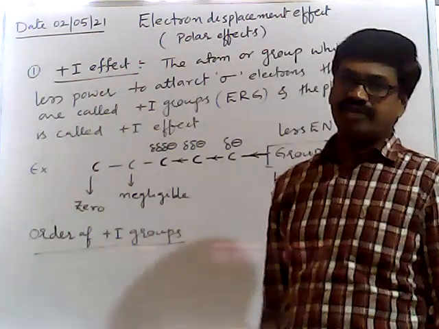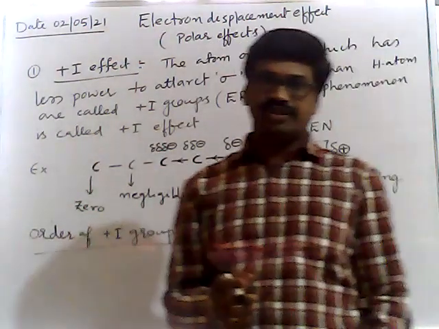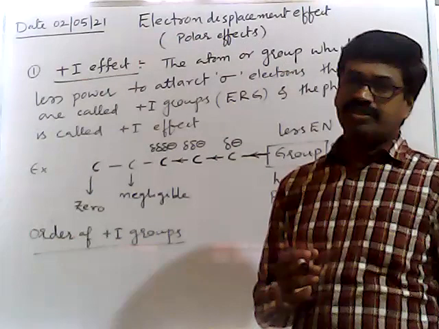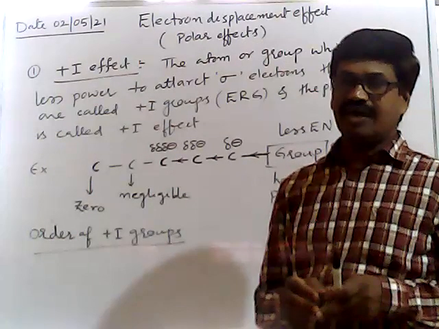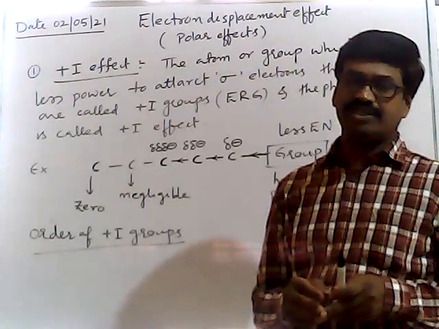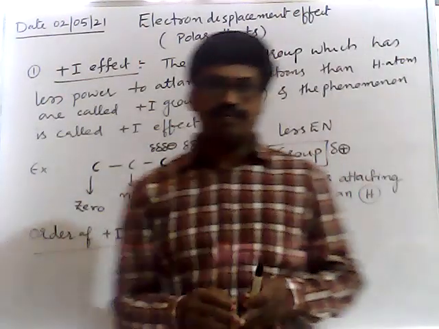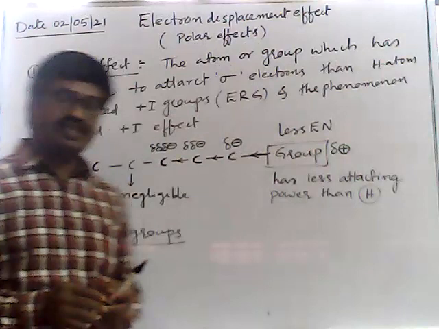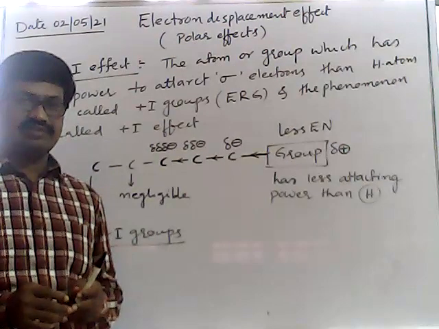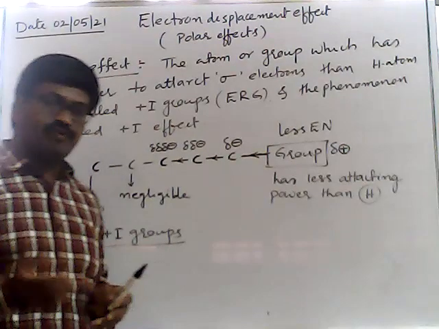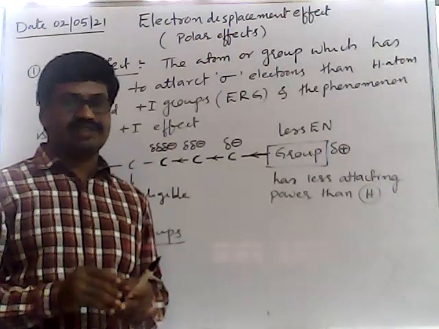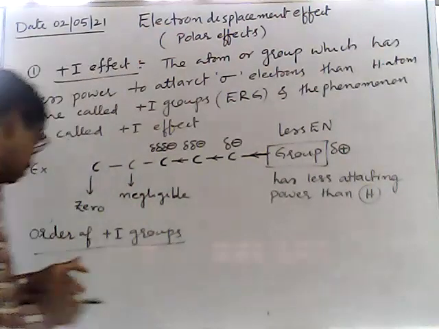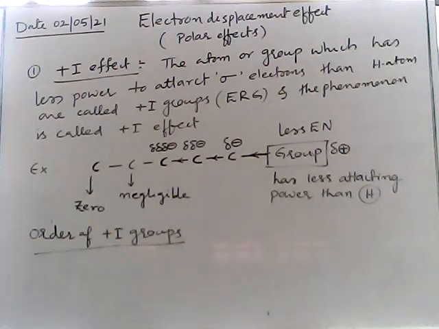In examination, among these given groups or atoms, they give 3 or 4 groups in the question, and they ask the arrangement, maybe increasing order of plus I nature or decreasing order of plus I nature. Otherwise, among the given 4 or 5 groups, which has more plus I nature, which has less plus I nature. So here I am writing that order, you have to remember.